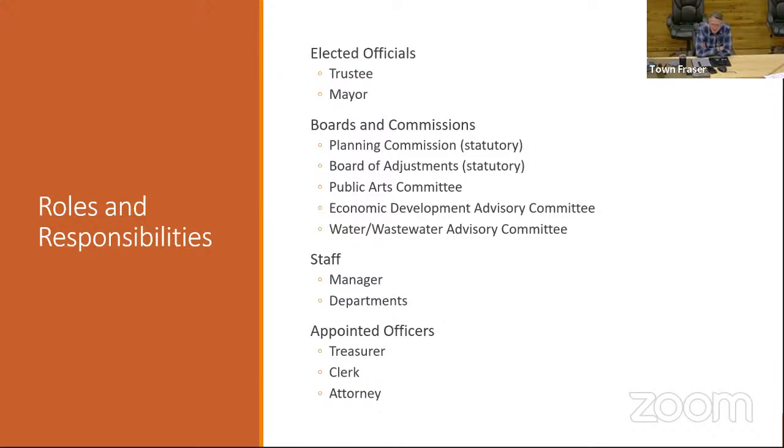Now, our boards and commissions, we have 2 statutory boards that are required. The first is the Planning Commission. Kathryn's going to talk a little bit more in detail about the Planning Commission, but the Planning Commission oversees the land development and zoning within the town. The state mandates that all municipalities have a Planning Commission. It's composed of 7 members.